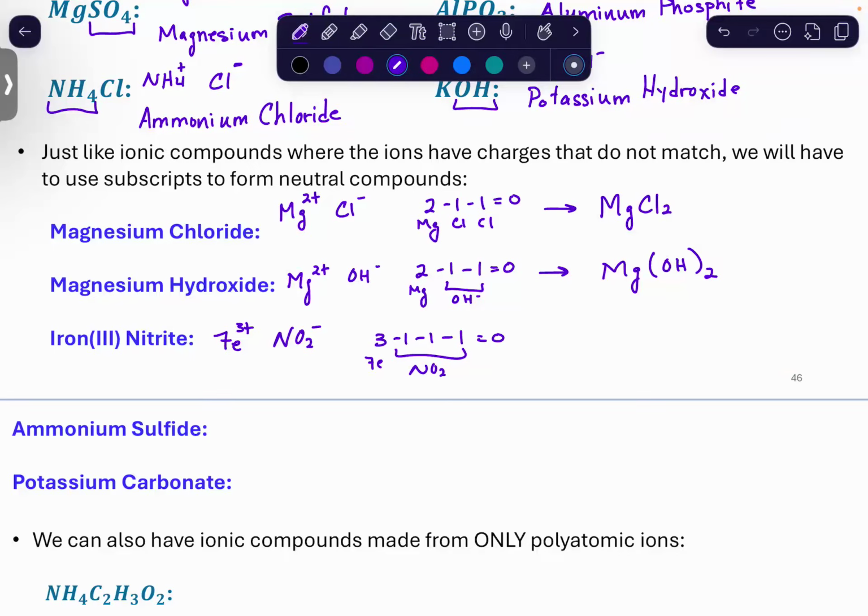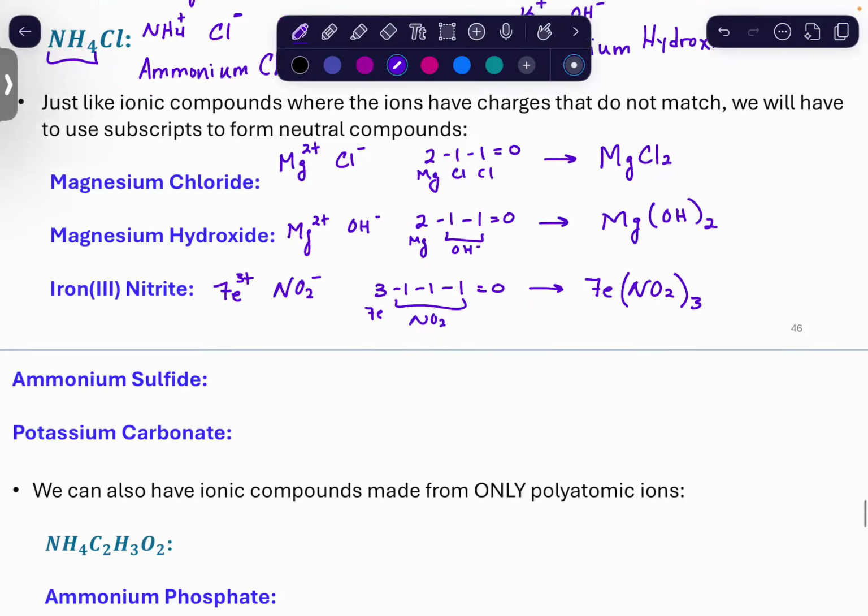So I have to have 3 of the nitrites to the 1 iron. So 3 -1s to neutralize the +3. So that's going to be my iron. Again, I need parentheses. I put my nitrite inside the parentheses, and I put the subscript 3. That way I have 3 of the nitrites.